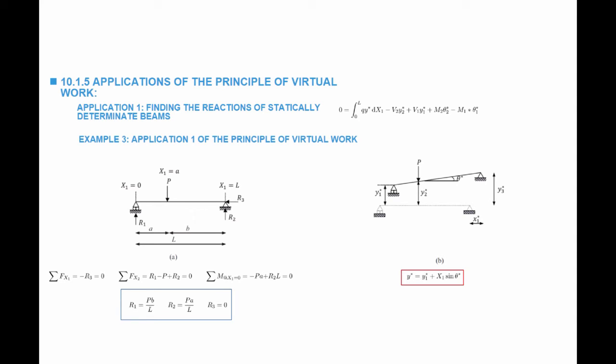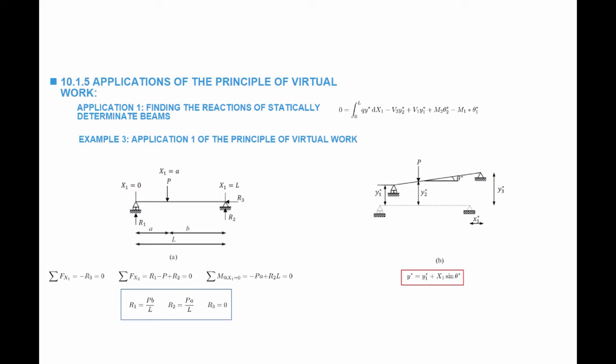So first we're going to utilize an arbitrary virtual displacement. So we're going to assume that the displacement of the beam is perturbed and the additional displacement is y star, a virtual displacement that is equal to y1 star, which is the vertical displacement of this point, plus x1 sine theta star, where x1 is the horizontal distance. So the vertical displacement here is equal to the displacement of the first point plus x1 sine theta star, where theta star is the slope of the beam. We also are going to assume that the beam has moved horizontally by a displacement x1 star.